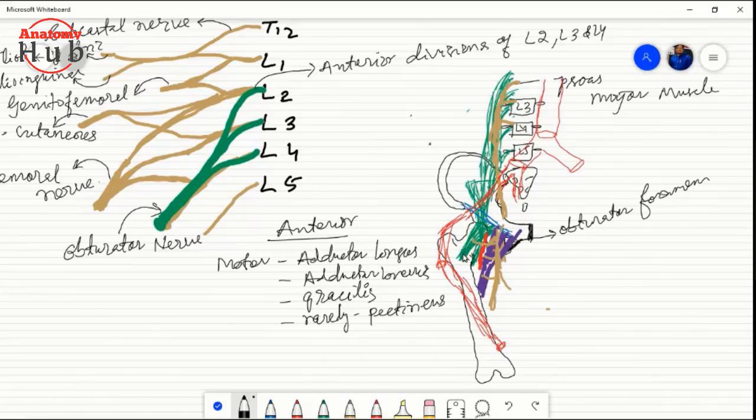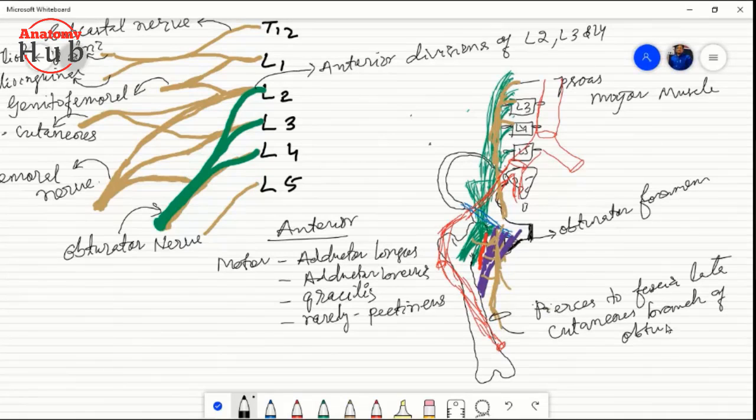Now, after giving all these motor branches, the obturator nerve pierces the fascia lata. When it pierces the fascia lata, it becomes your cutaneous nerve, the cutaneous branch of the obturator nerve. So here the anterior division ends.